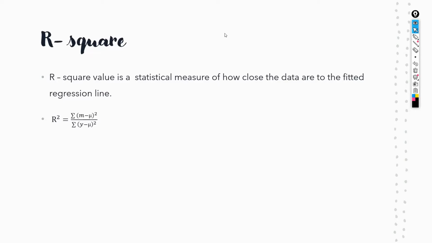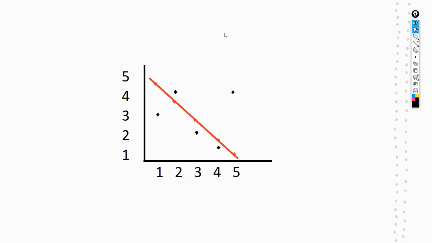There is a formula for the R square, that is R square is equal to the summation of (m minus mu) whole square by the summation of (y minus mu) whole square. It is the formula of R square. We can use this formula and we can find the best fit line. We can adjust the errors. We can reduce the type of errors which we have seen here.